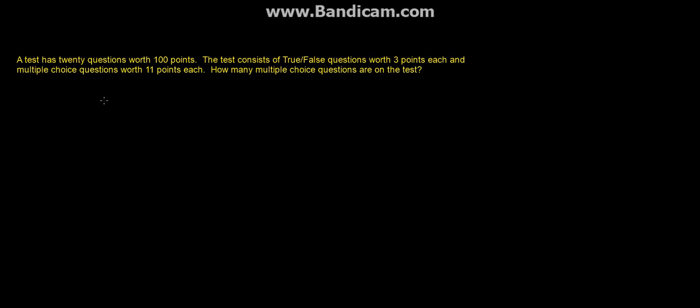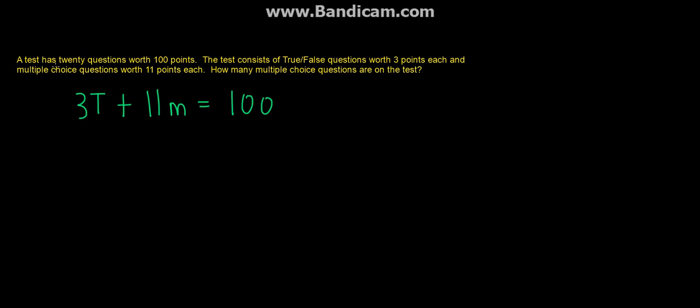So let's call the number of true or false questions t and the number of multiple choice questions m. So we know that combined there's going to be a total of 100 points. So how many true or false questions are there? We said t. And then we know that they are worth 3 points each. So 3t plus, and then we said that our multiple choice is going to be m. So the total number of points for the multiple choice questions is going to be 11m. And the total is 100 points.